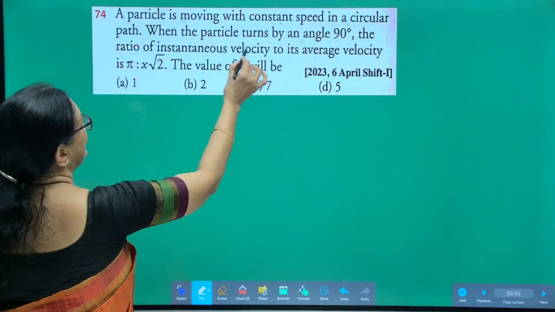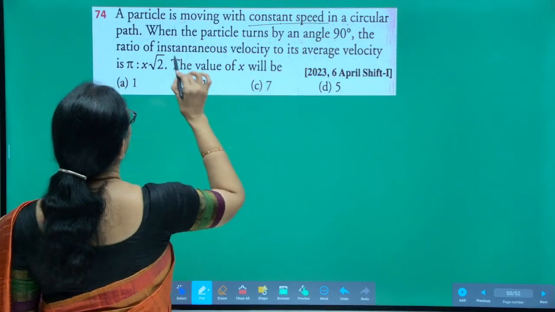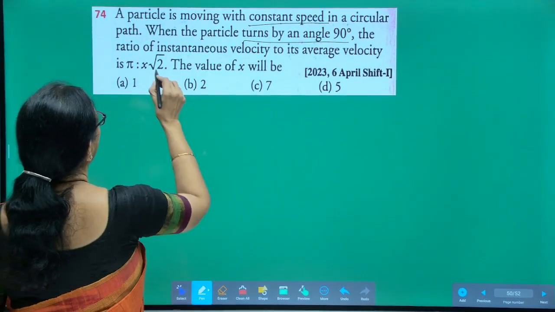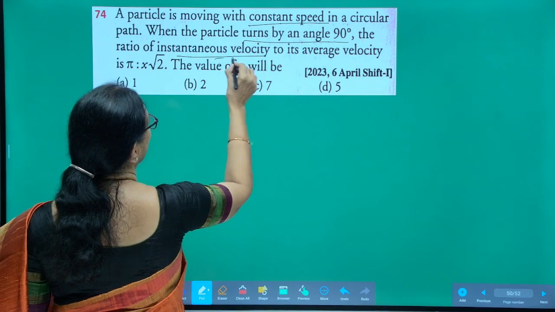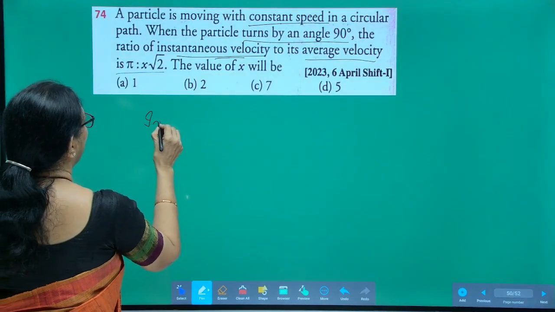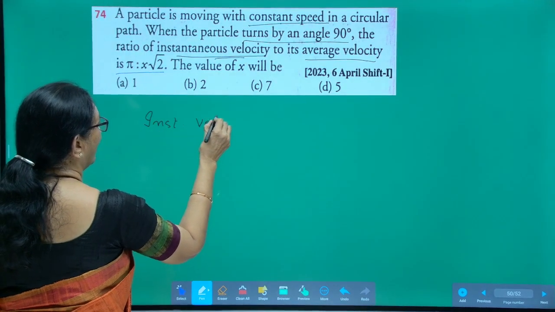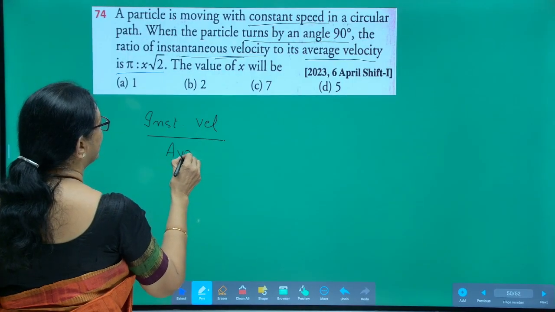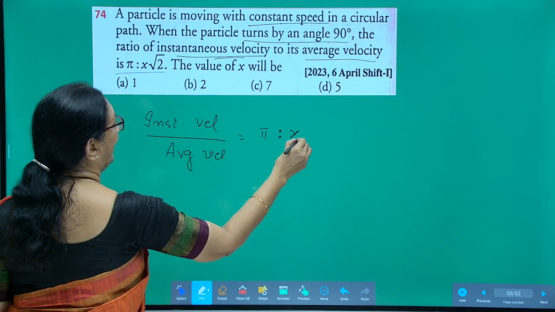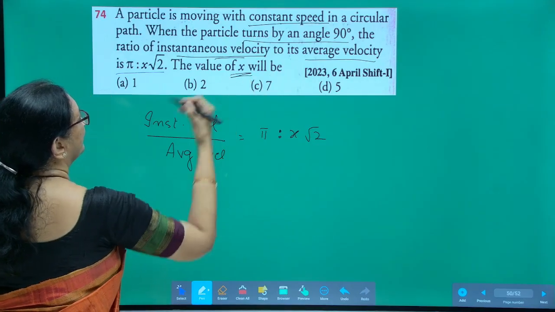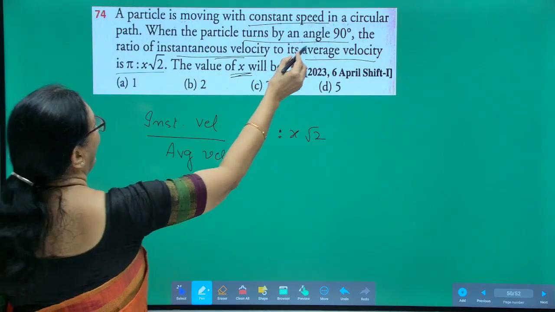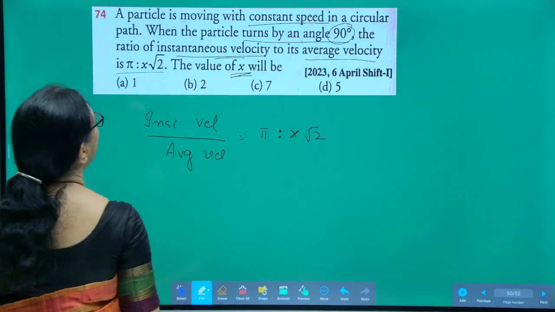A particle is moving with a constant speed in a circular path. When that particle turns through 90 degrees, the ratio of instantaneous velocity to average velocity is given as pi is to x root 2. You need to find out the value of x here. Okay. See here, after turning through an angle of 90 degrees.